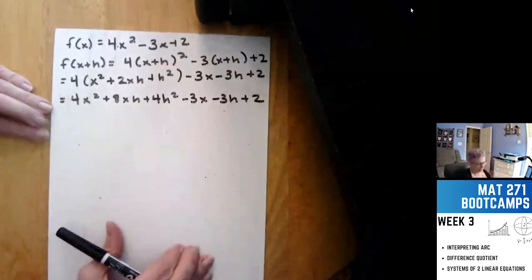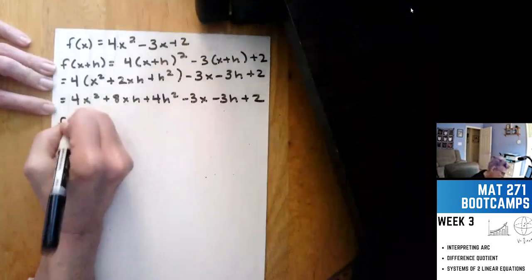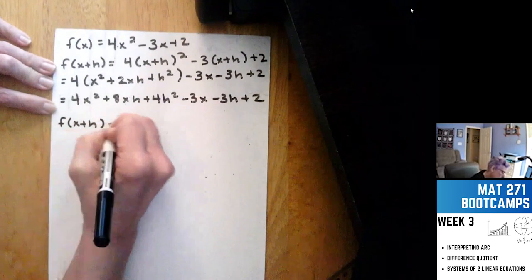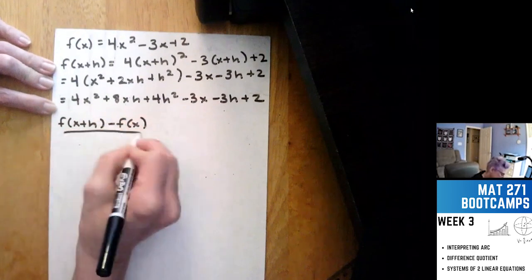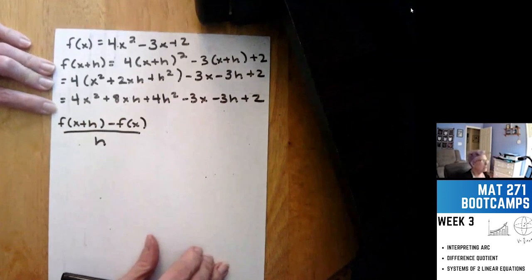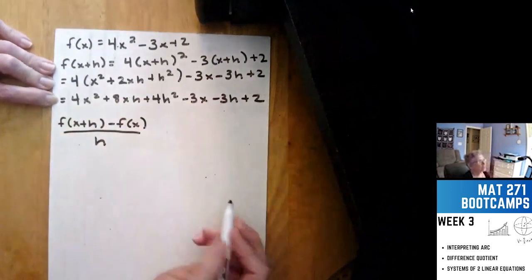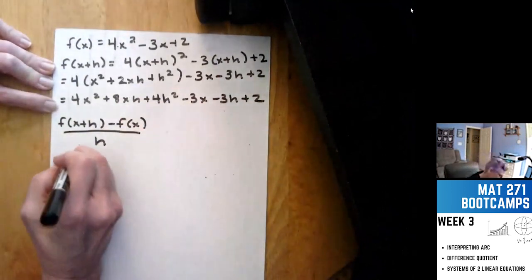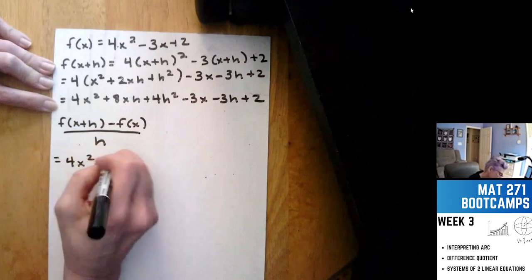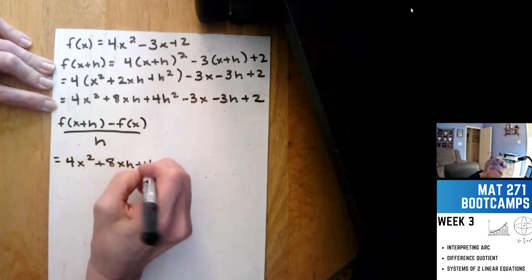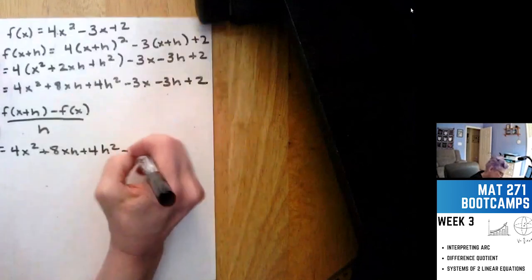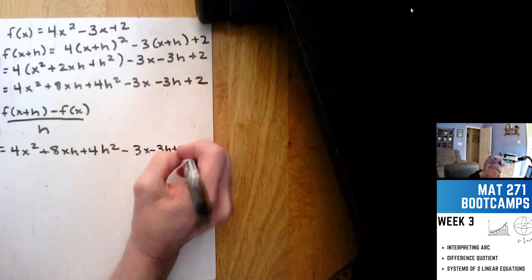But right now we're just talking about simplifying that difference quotient. So let's start with the quadratic one. And I'm going to write it down and say it over and over again to help you get it stuck in your brain like glue. F of x plus h minus f of x, all of that over h. Well, I've already calculated f of x plus h. Yay me. x squared plus 8xh plus 4h squared minus 3x minus 3h plus 2.